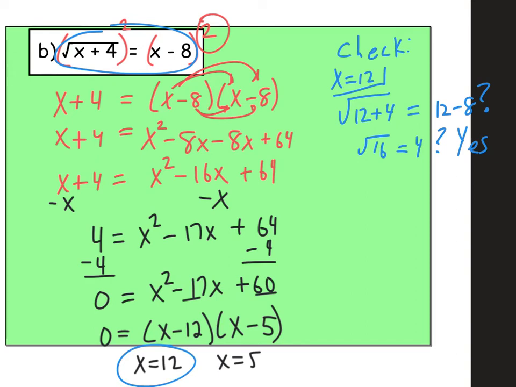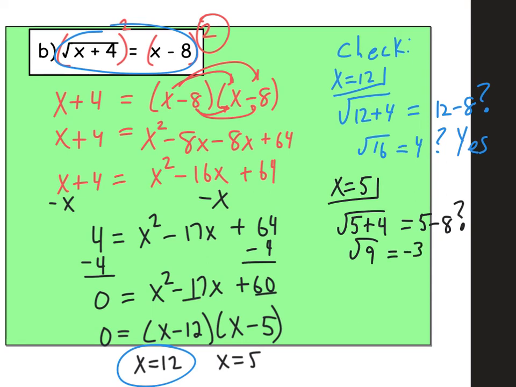Now let's check the other option. Let's check x equals 5. Okay, if we check that one, again, plugging it into the original, the square root of x plus 4, so the square root of 5 plus 4, does that equal 5 minus 8? All right, so let's check that. The square root of 5 plus 4 is the square root of 9. 5 minus 8 is negative 3. So is the square root of 9 equal to negative 3?